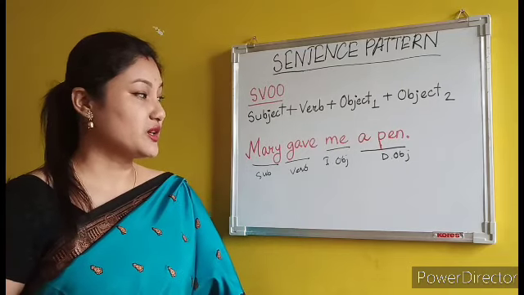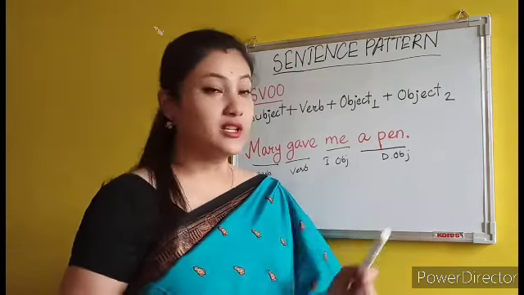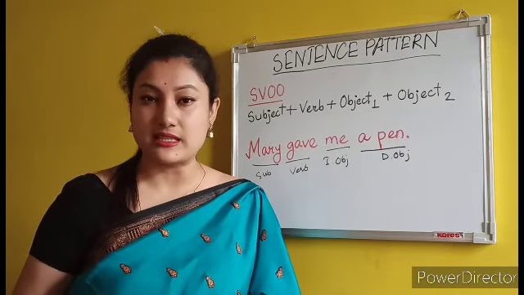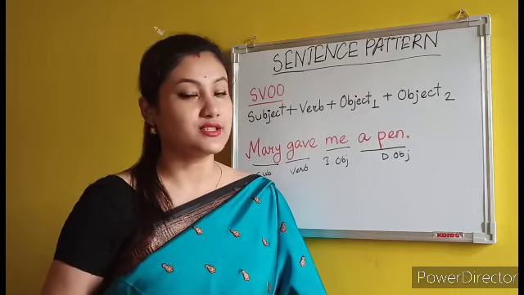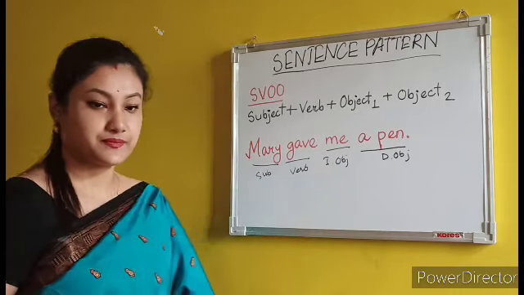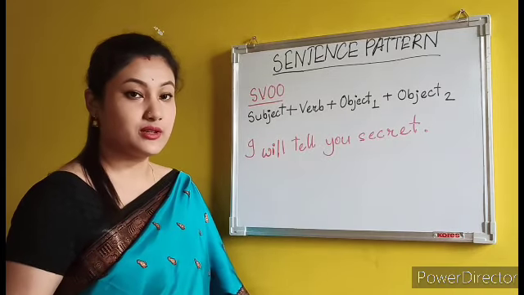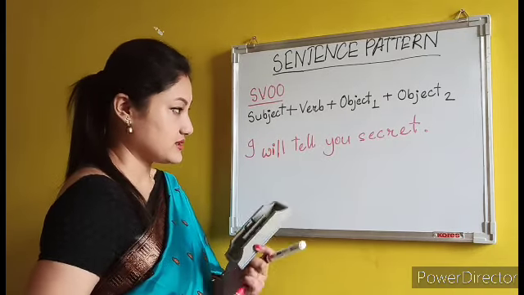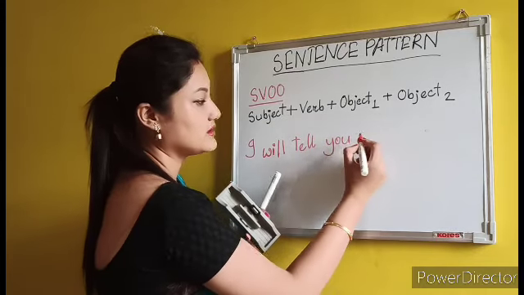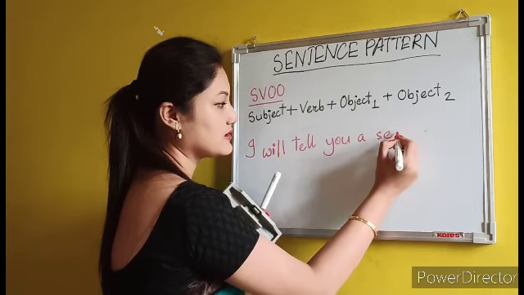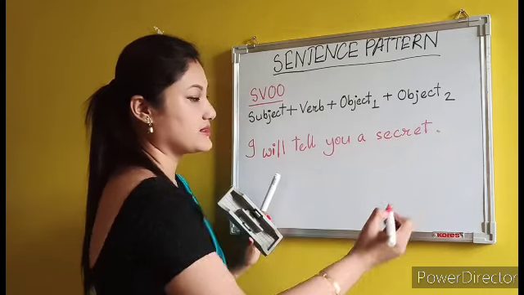And what is the direct object? Mary gave what? A pen. Actually, a book. Mary gave what? A book. So a book, a pen is the direct object. Here is another example. I will tell you a secret.